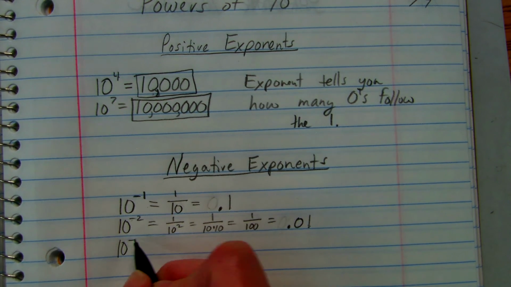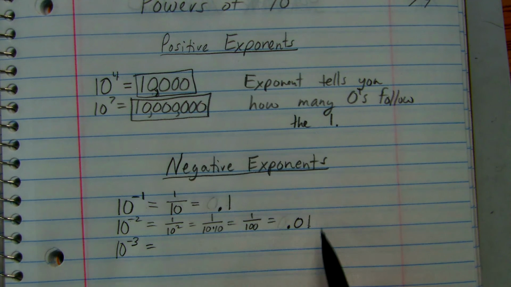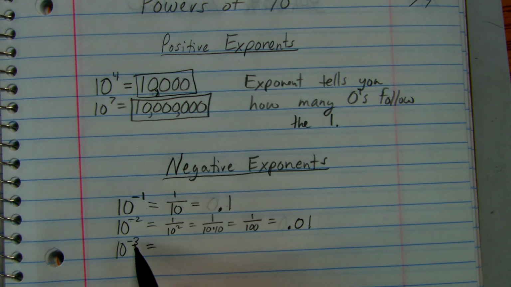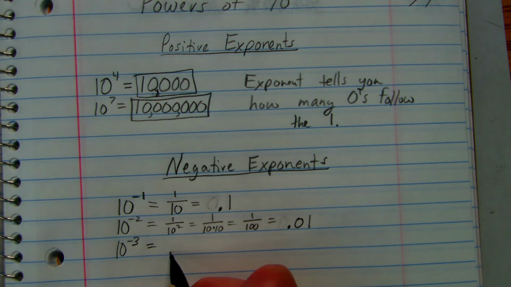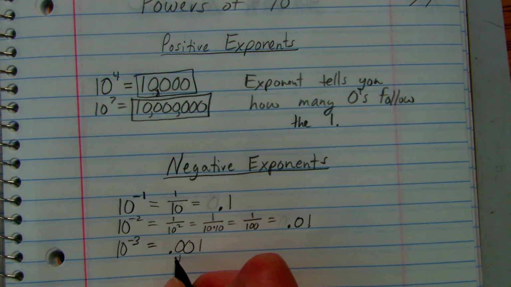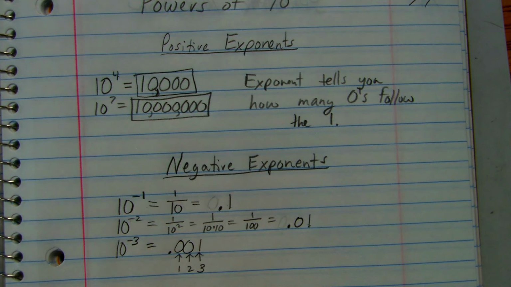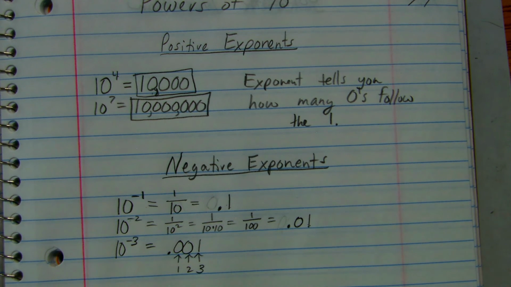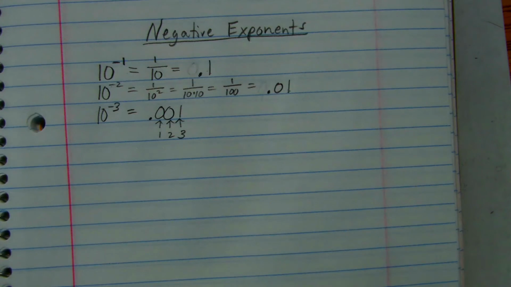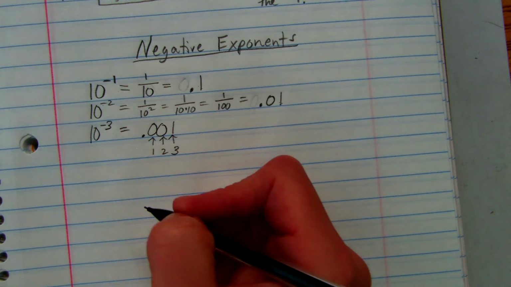So let's see if you can follow the pattern and tell me what 10 to the negative 3rd would be without going through all the fractions. So I had 0.1, 0.01. Now we're going one step further. So 0.001. So this would be your 1st decimal place, your 2nd decimal place. The 1 is in the 3rd decimal place. So if you have negative exponents, first of all, it's going to be a decimal.